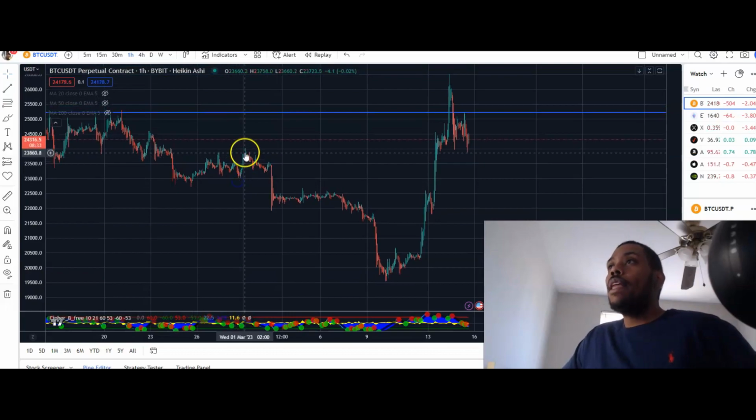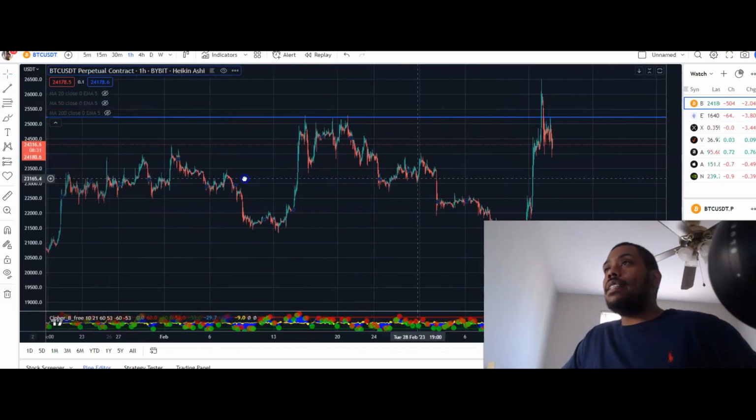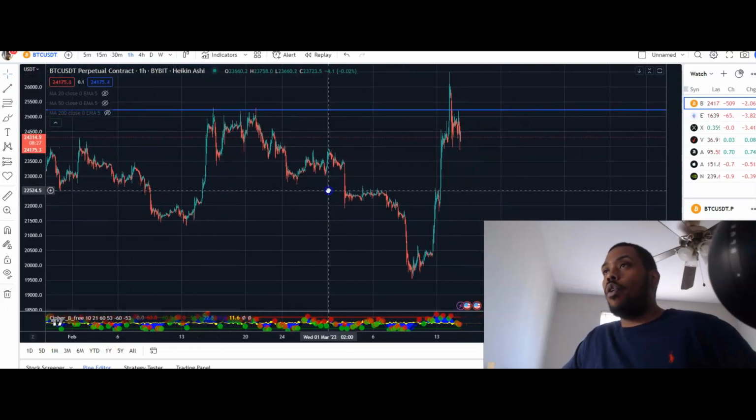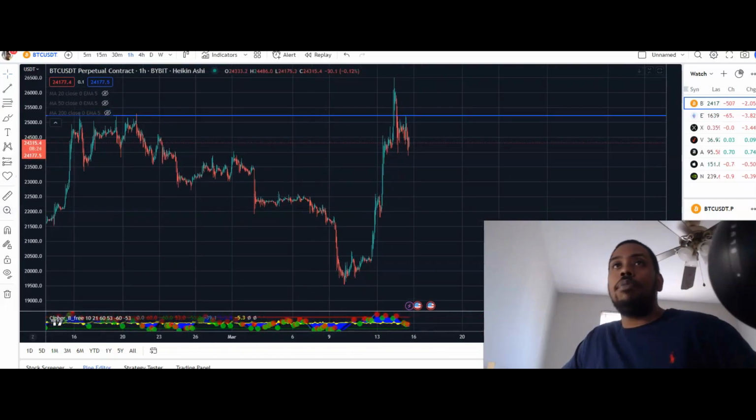So now we're going to take a look at all of this market structure here over on the hourly chart, and we're going to plot some different areas out here.